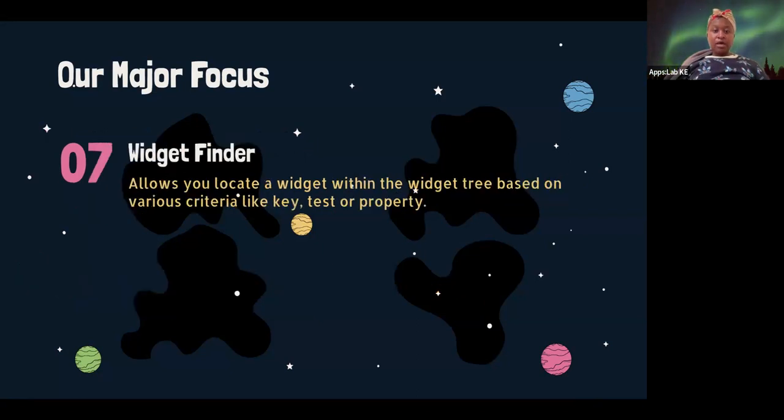This one particularly focuses on the widget finder. Referencing our last session, we were trying to find particular widgets using specific keys. For example, we could say find by key or find by type. In this case, it allows you to locate a widget within the widget tree based on various criteria like key, text, or property. So that's precisely what we mean. We are able to find by key or find by type.